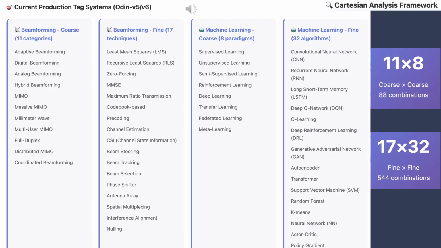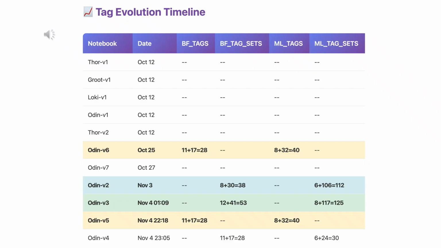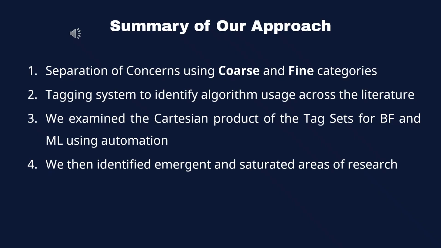544 combinations. This slide shows the evolution of our tags. Tags were added and refined as we gained experience. Here is a summary of our approach. Separation of concerns. Coarse categories capture strategic paradigms. Fine categories detail algorithmic implementations.